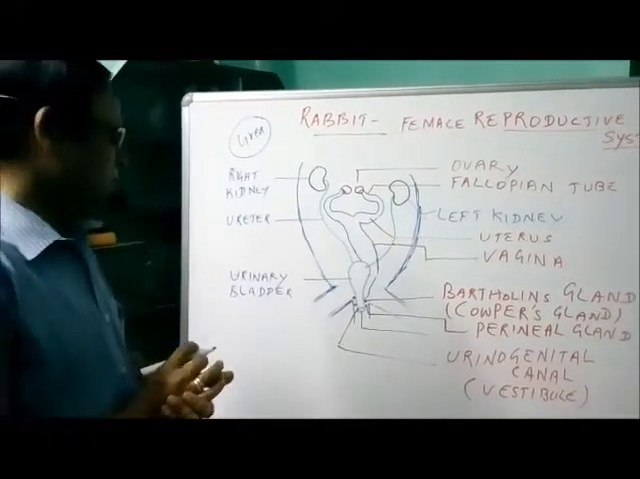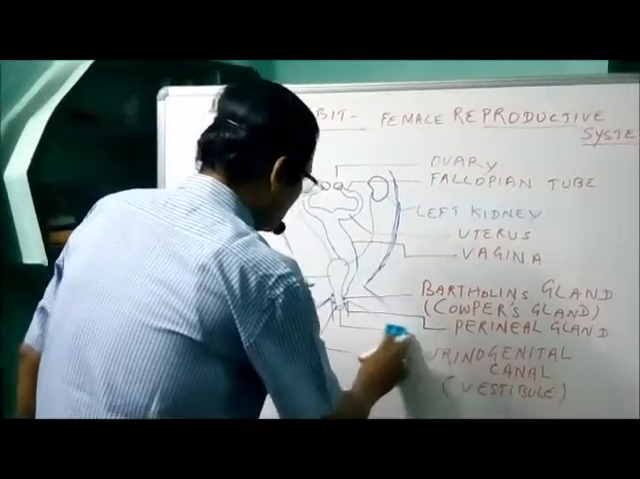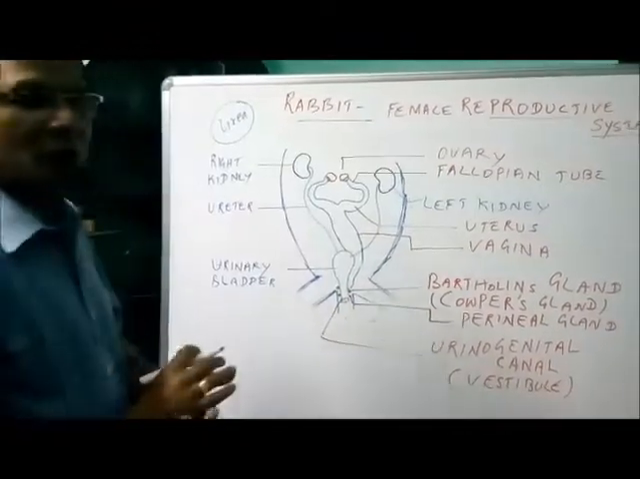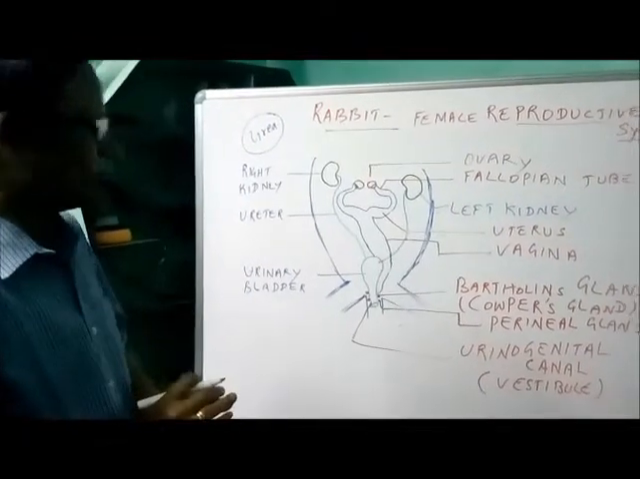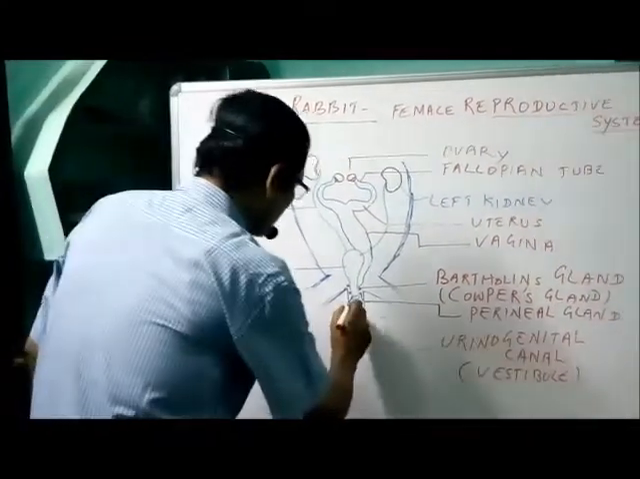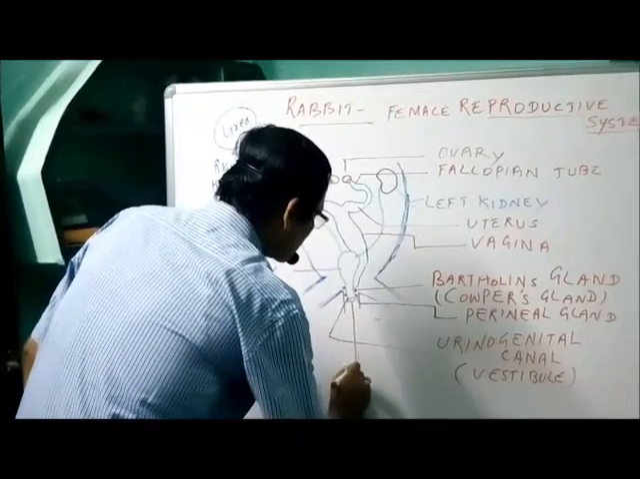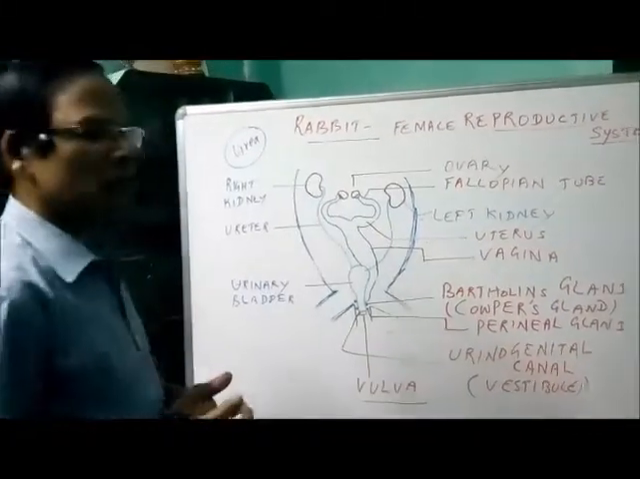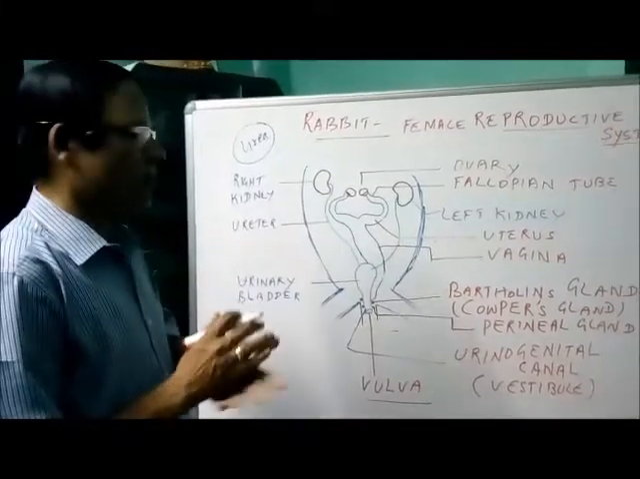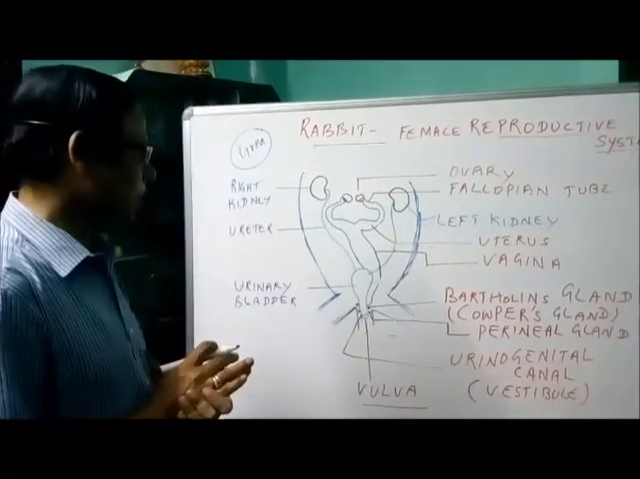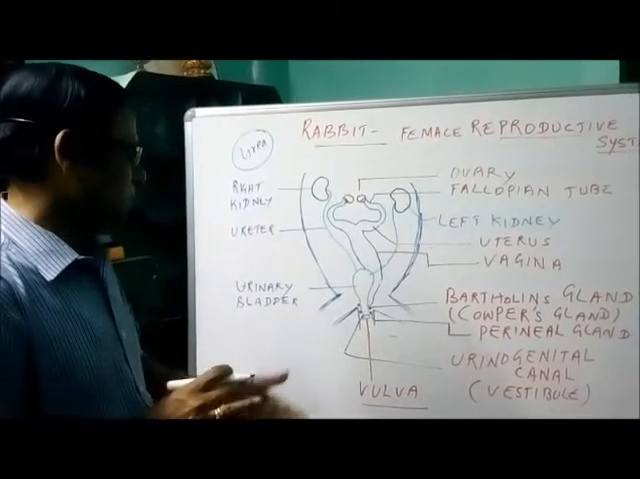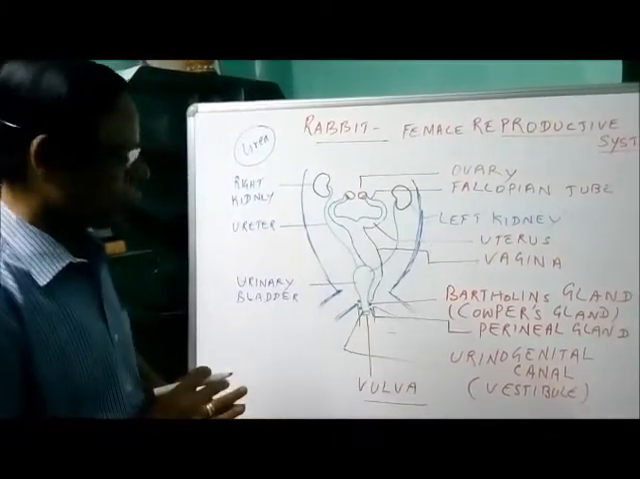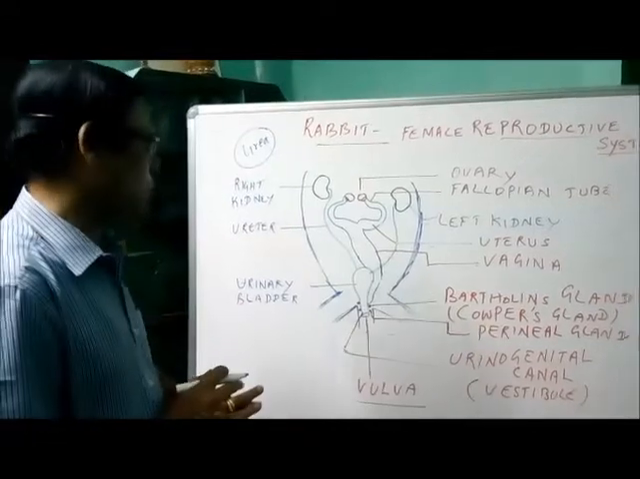Then, now the vestibule or urinogenital canal opens outside by a slit-like opening. The name of the slit-like opening is called the vulva, through which the animal receives the sperm by the copulation process. So the slit-like opening through which the urinogenital canal or vestibule opens is called the vulva.